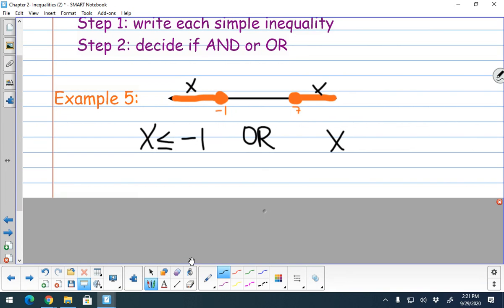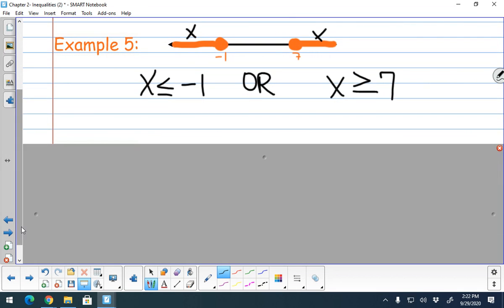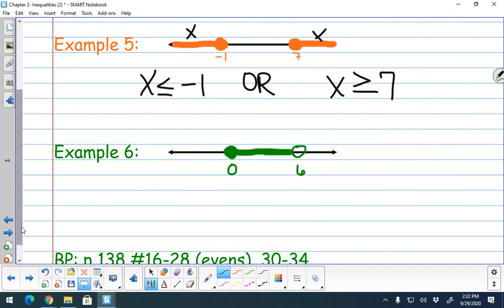All right, on the right, x is, what is my inequality symbol? Why do you say equal to? Closed dot. And what number are we using? 7. So this is the graph of a compound inequality that is x is less than or equal to -1 or x is greater than or equal to 7.